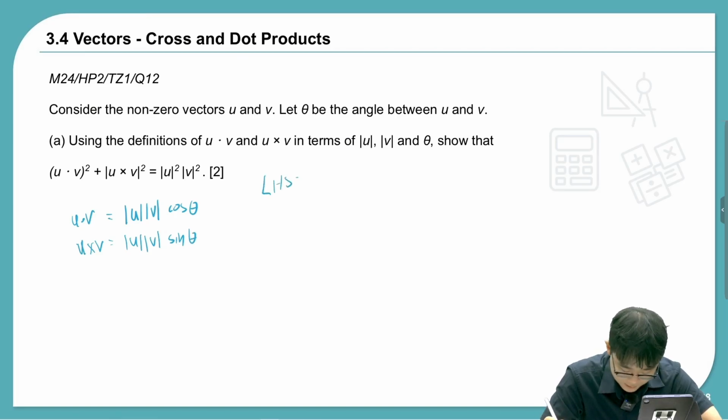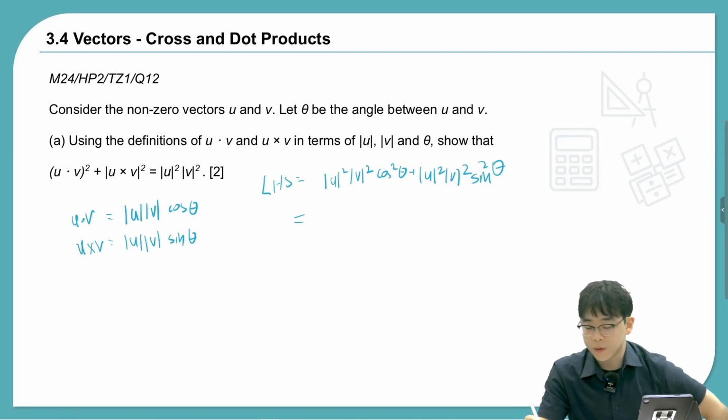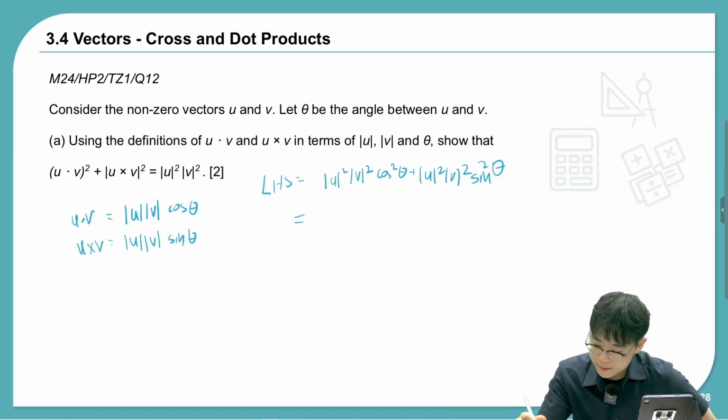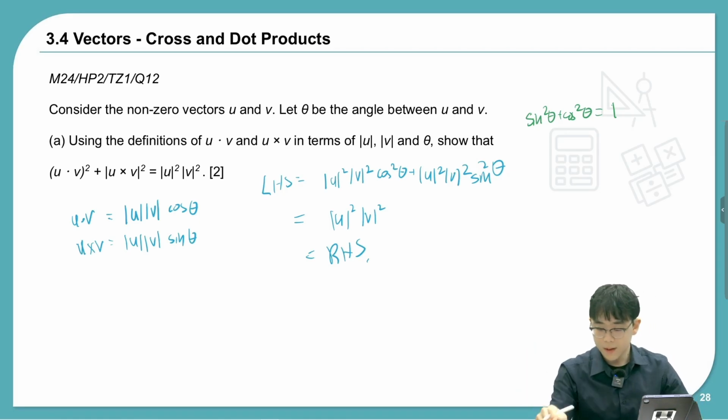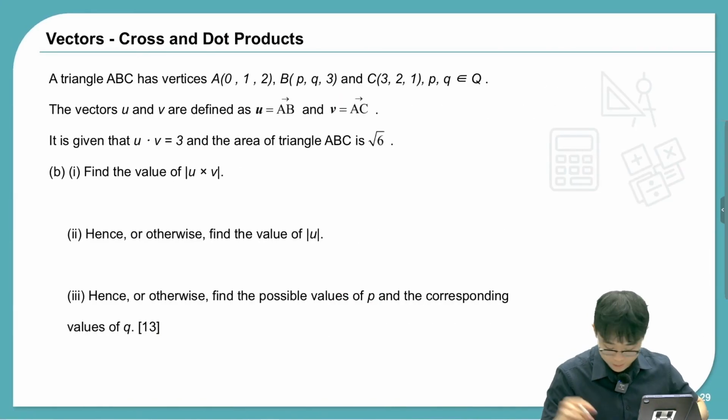So on the left-hand side, we can expand this as u modulus squared, v modulus squared, cosine squared theta, plus u modulus squared, v modulus squared, sine squared theta. And then using sine squared plus cosine squared, that's a trig identity, right? So remember that sine squared theta plus cosine squared theta is going to equal 1. This would just simplify to u squared v squared, which is actually just equal to the right-hand side of this expression. Okay. Next, we have part B.